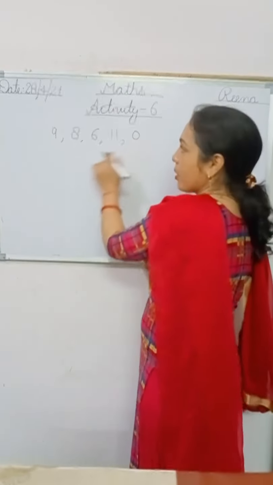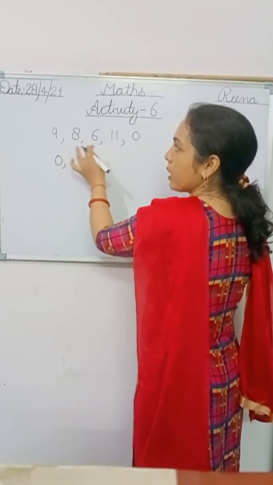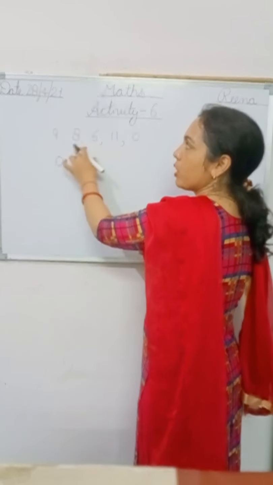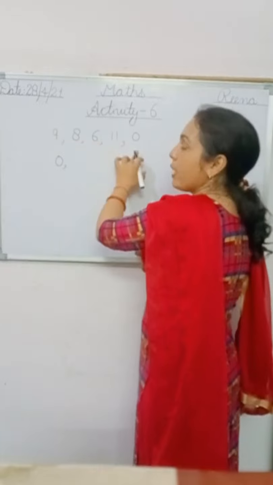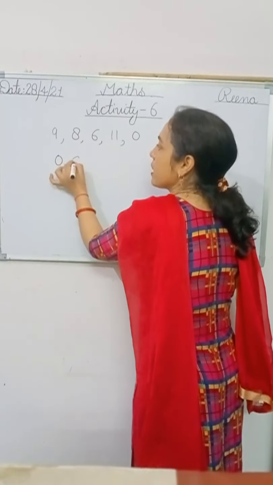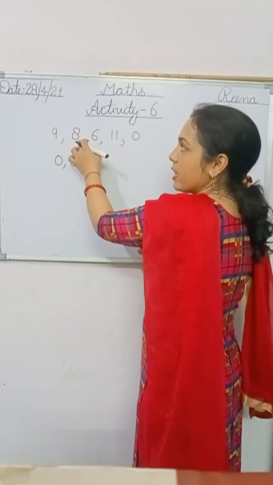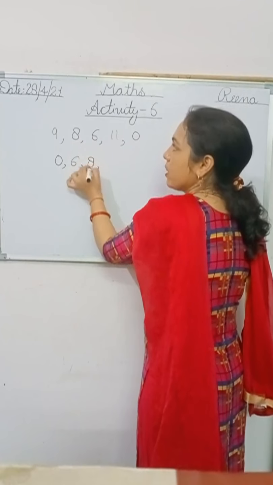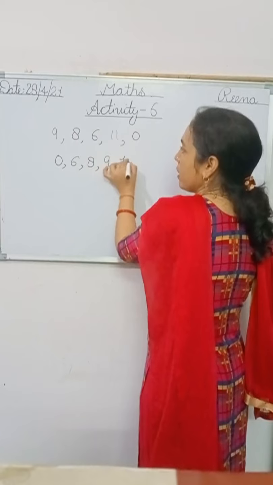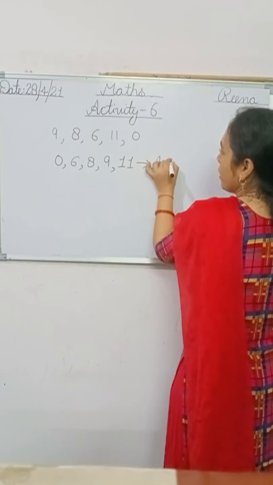Okay, now we start our numbers from 0. After 0, which number comes? 1 is not here, 2 is not here, 3 is not here, 4 is not here, 5 is not here, 6 is present. So write 6. Then after 6, 7 is not here, 8 is here, so write 8. Then write 9, then 10 is not here, then write 11. Okay, this is ascending order.